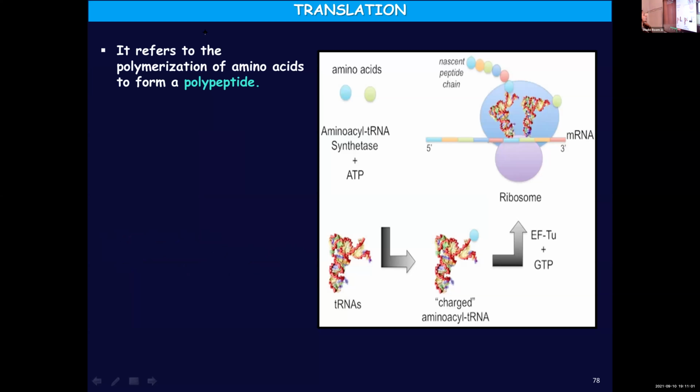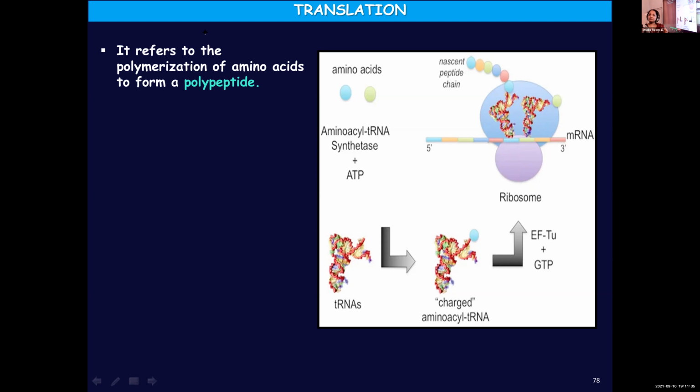Translation refers to the polymerization of amino acids to form a polypeptide. You know what polypeptide means? What is polypeptide? Other name? Amino acids join together and form protein. So protein is a polypeptide, just like DNA is a polynucleotide, RNA is a polynucleotide. Just like that, many amino acids join together.